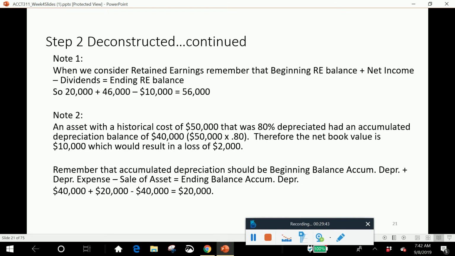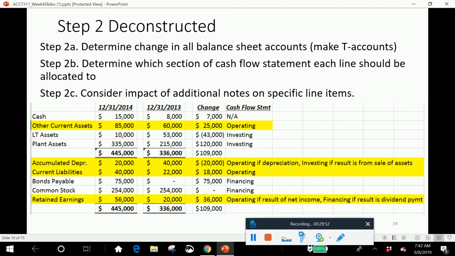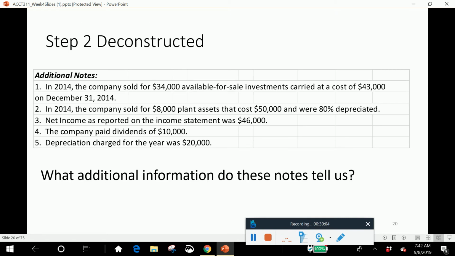Now, let's look at what's going on with fixed assets. When we talk about fixed assets, we're going to look at fixed assets and accumulated depreciation together because we know that they are interrelated. So first let's read what the additional notes tell us. They say that in 2014, the company sold for $8,000, so that's the amount of cash they got, plant assets that cost $50,000 and were 80% depreciated. We also know that total depreciation for the year was $20,000.